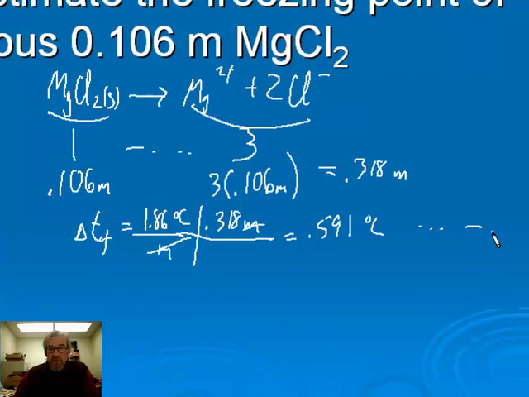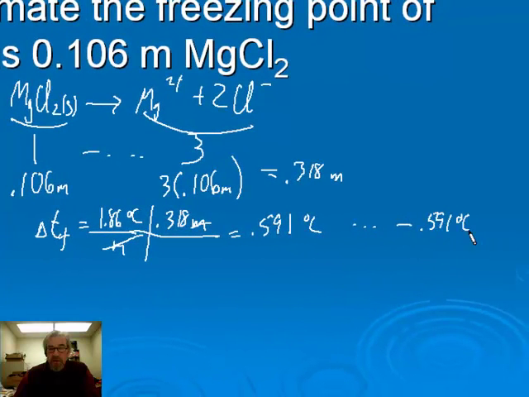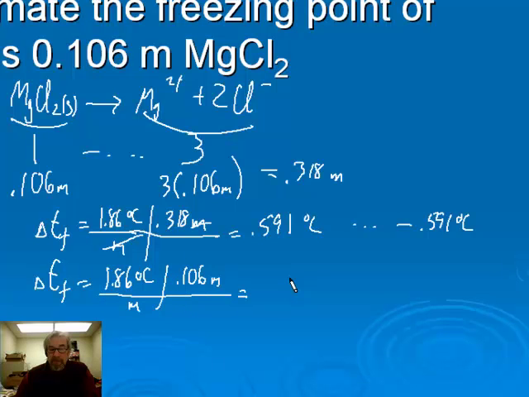0.591 degrees C. What would that freezing point have been if this weren't an electrolyte? Well, we can redo this calculation with the wrong number, which is 1.86 degrees C times 0.106 molal. The freezing point depression would only have been 0.197 degrees. So we see a substantially larger depression in the freezing point with an electrolyte than we do as a non-electrolyte.